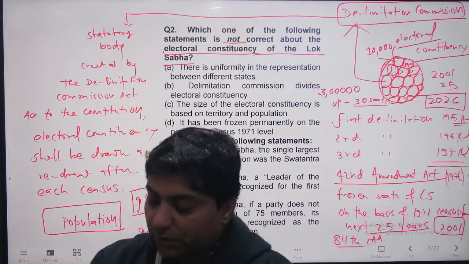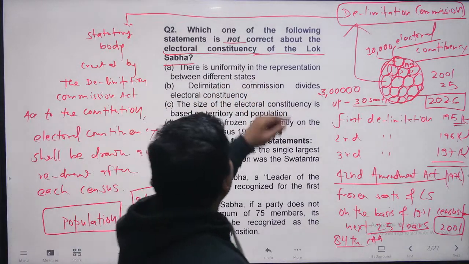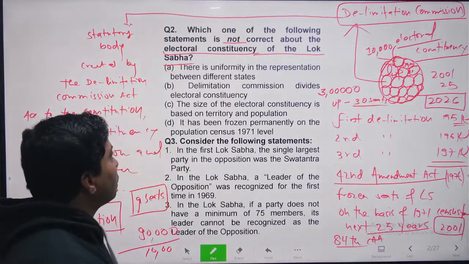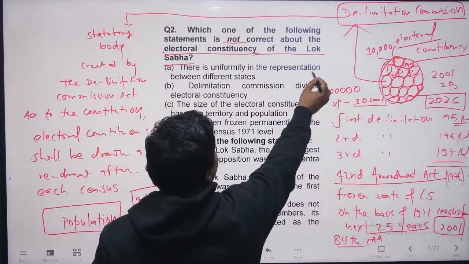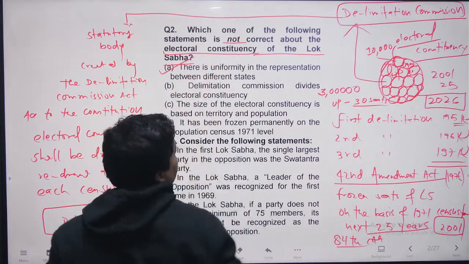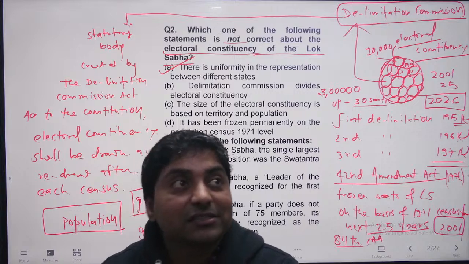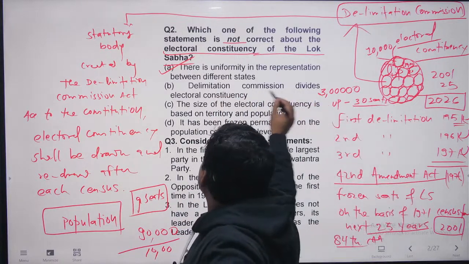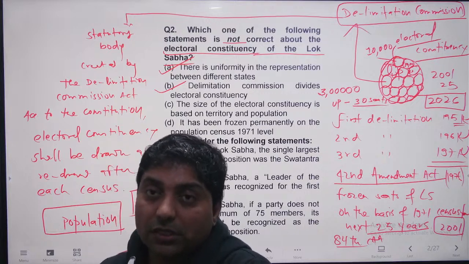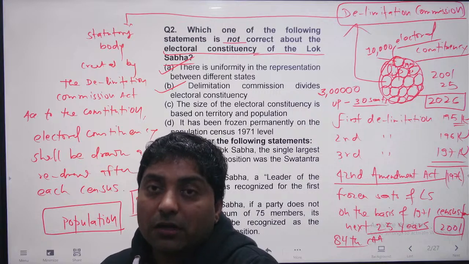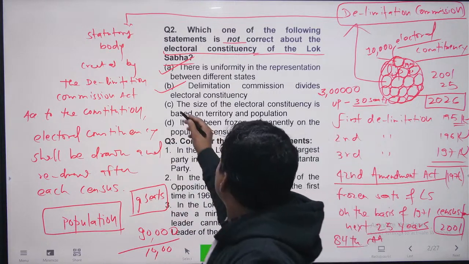Right? Now if you see this question, I'm going to read it again. Which one of the following statements is not correct about the electoral constituency of the Lok Sabha? It says there is uniformity in representation between different states. Correct? There should be uniformity among constituencies within the state, and among the states. Delimitation commission divides electoral constituency. It is also correct. Election commission or any other commission cannot do it. Only the delimitation commission divides electoral constituency, right?